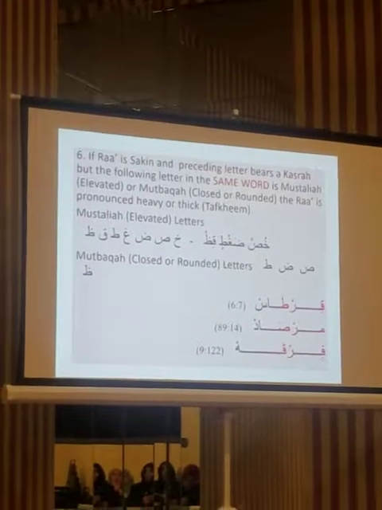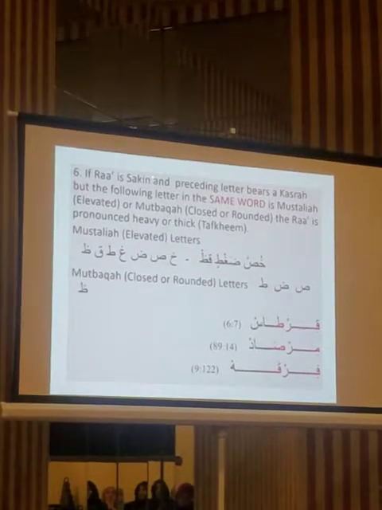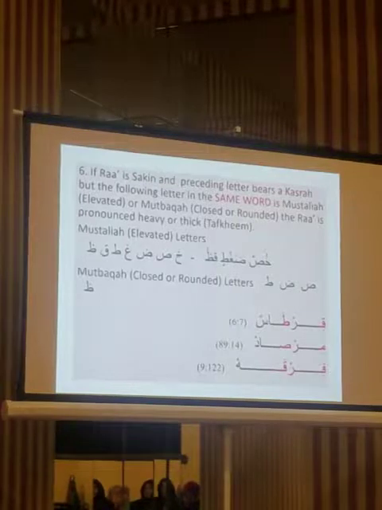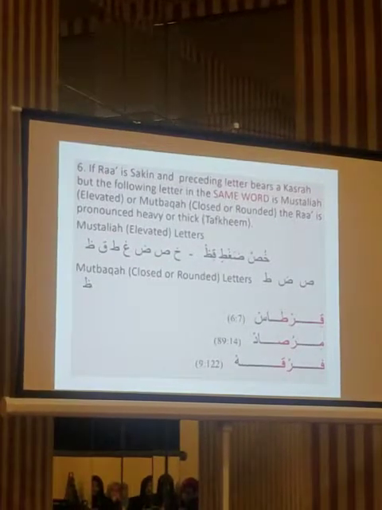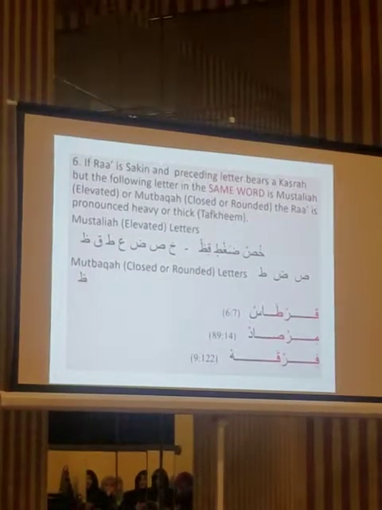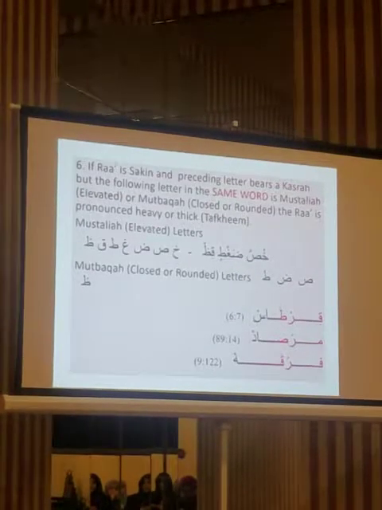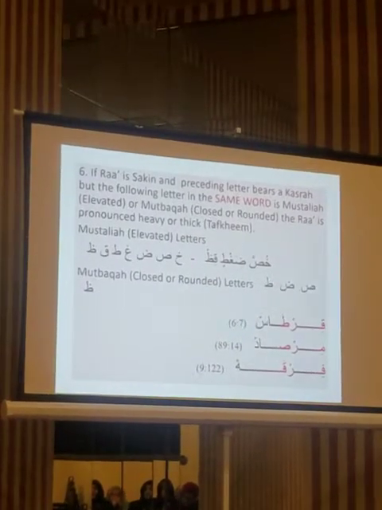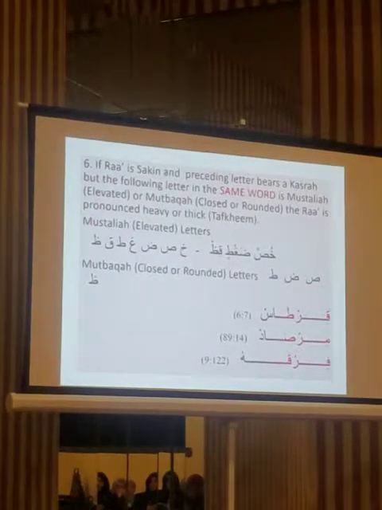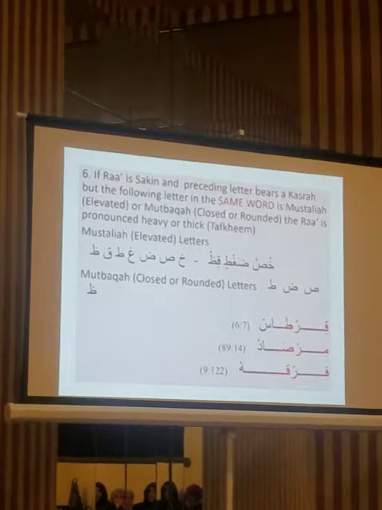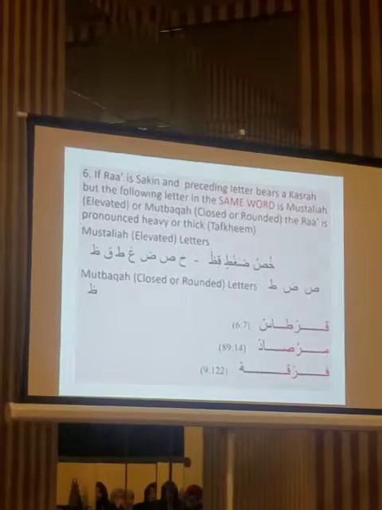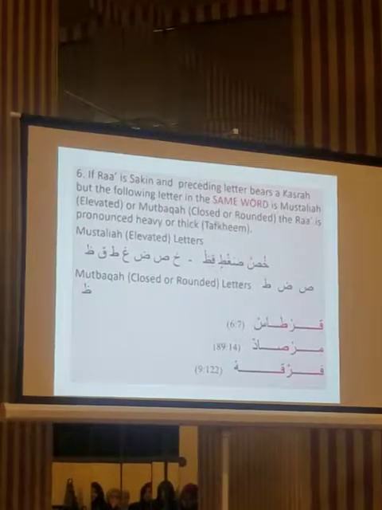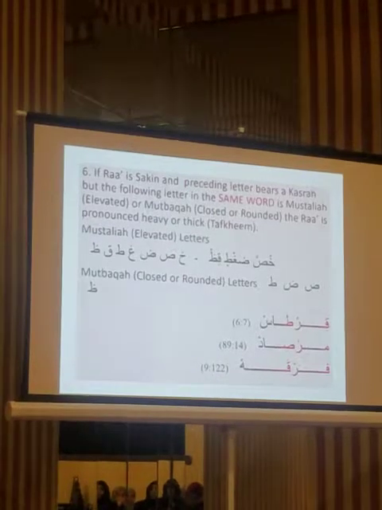Yes, go ahead. Can you just read it once? So the rule here is if ra is sakin, the preceding letter bears kasra. Just by looking at that first line, you know that the fundamental rule is what? Thin. The exception here is that if that is the case, but in the same word, right after the ra sakin, there is a mutraqa or musta'ya letter. These are sifat of the letters. I've gone over the chapter before. So these are specific sifat. Musta'ya is one type, and mutraqa is another type. So if these ever come in the same word, right after the ra sakin, even if there's a kasra before it, you will say thick. The only difference here is it has to be in the same word.